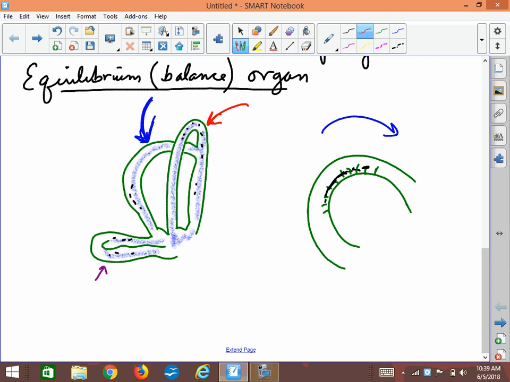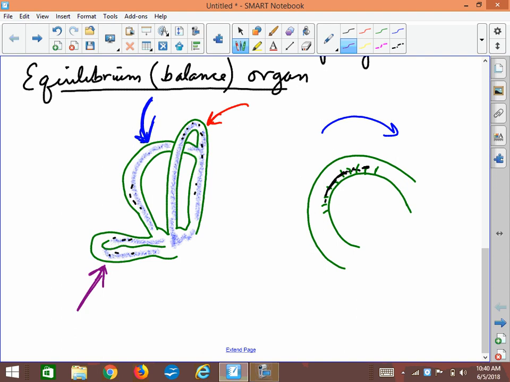And if you turn your head from side to side, as if you're saying no, then in this purple one, you'd have the same thing happening. So your brain can get a message that says your head is being moved from side to side, up and down, or shoulder to shoulder, in the three different directions.